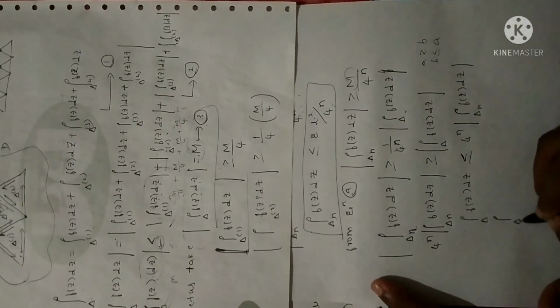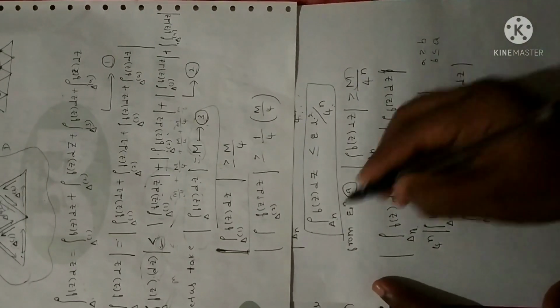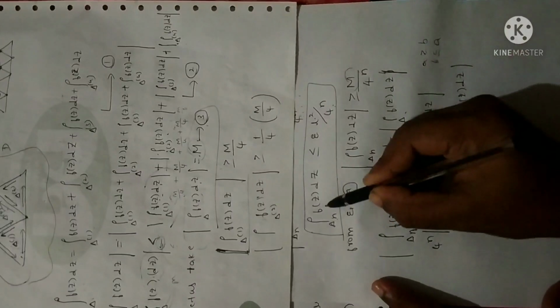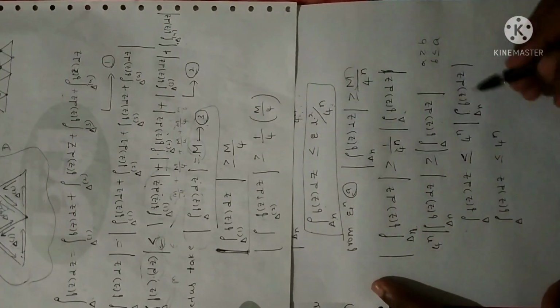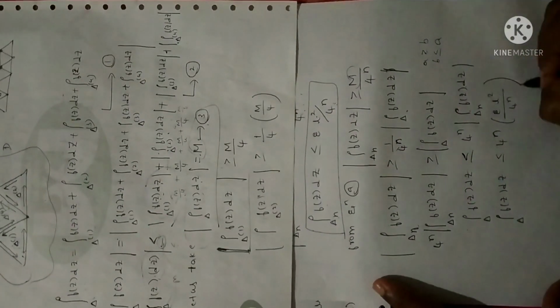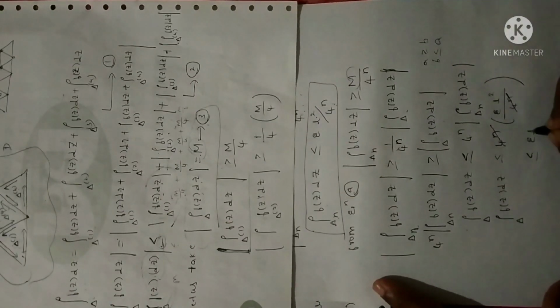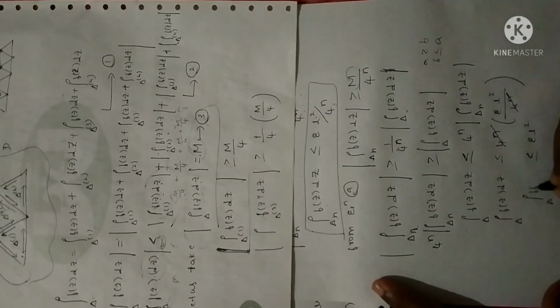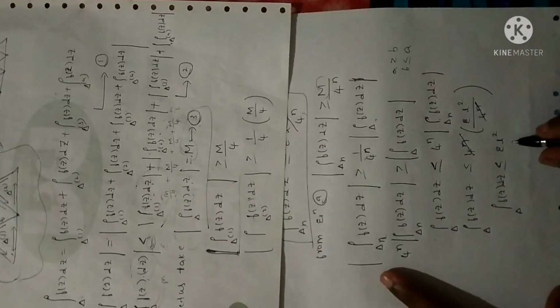Now I'll just write this term as it is. Now you can note that the integral over delta n of f of z into dz is less than or equal to epsilon L square by 4n. So I'll just substitute here epsilon L square by 4 power of n. Now 4 power of n gets cancelled. You will get less than epsilon L square. So the integral over delta of f of z into dz is less than or equal to epsilon L square.